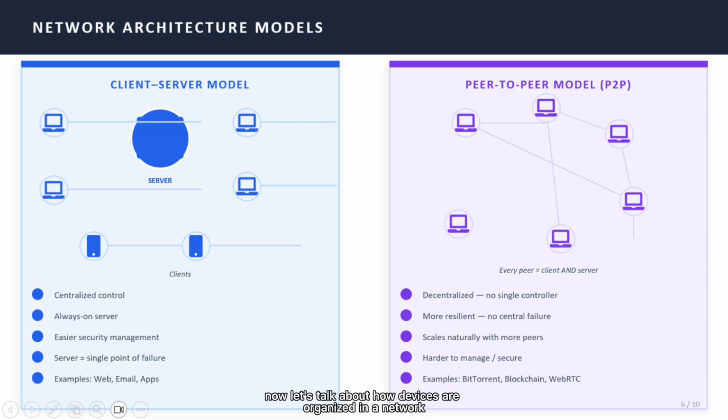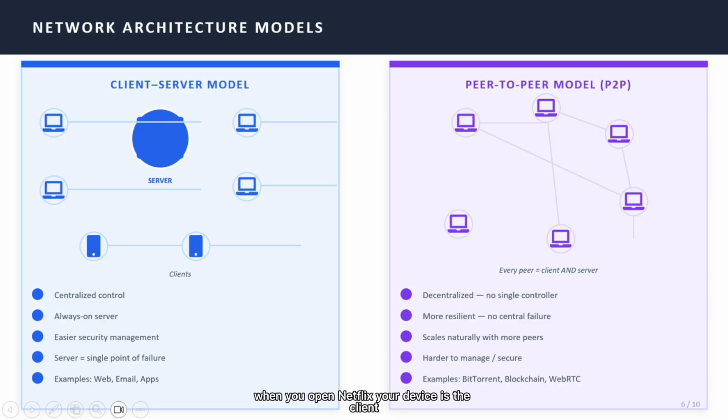Now let's talk about how devices are organized in a network. What is called network architecture. There are two models. Client-server model. This is what you use every day. There is a powerful central server, always on, always available, and the clients connect to it to request data.